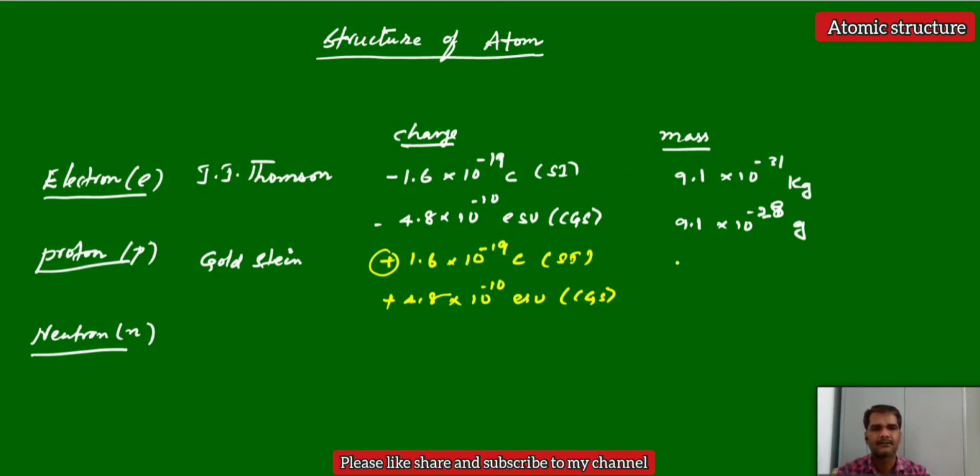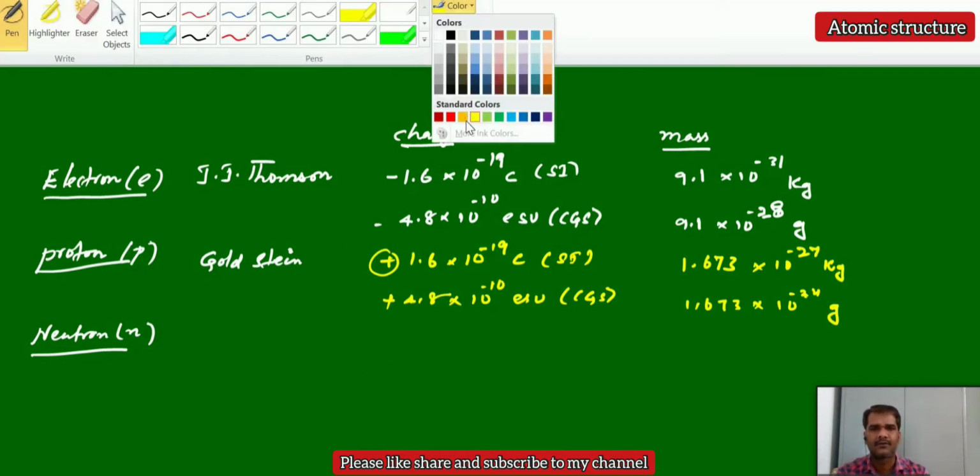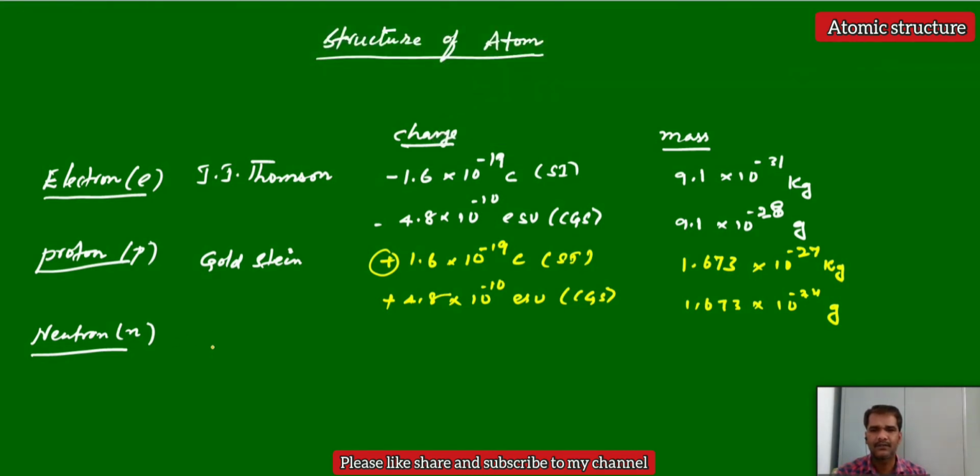And mass of proton, how much? 1.673, or we can say simply 1.67 approximately, into 10 power minus 27 kg. With respect to grams, 1.673 into 10 power minus 24 grams. That is about proton. Next, neutron. Who discovered the neutron? Chadwick. James Chadwick.